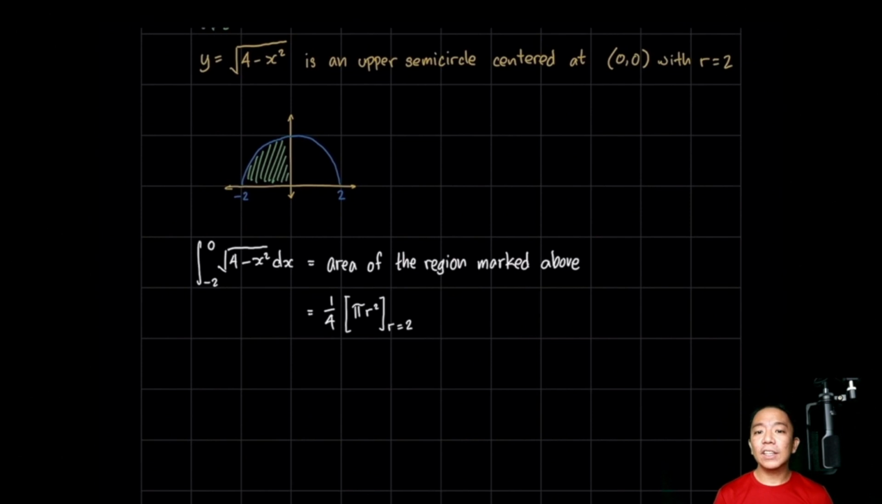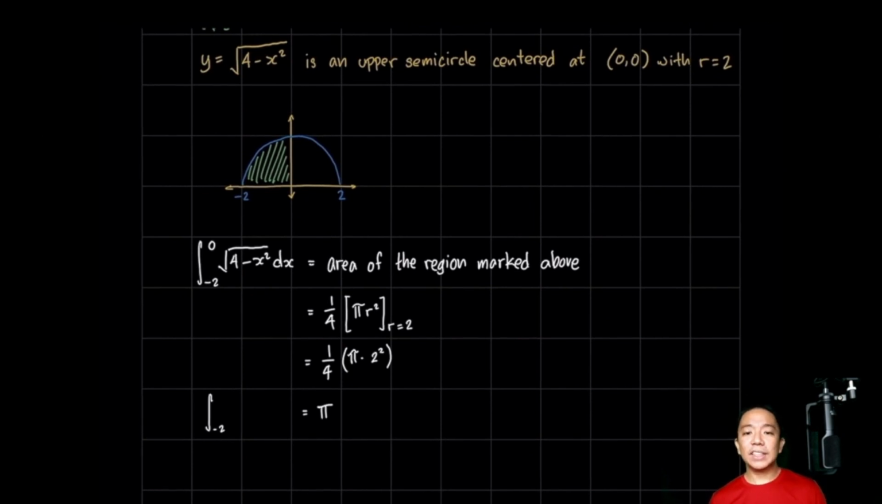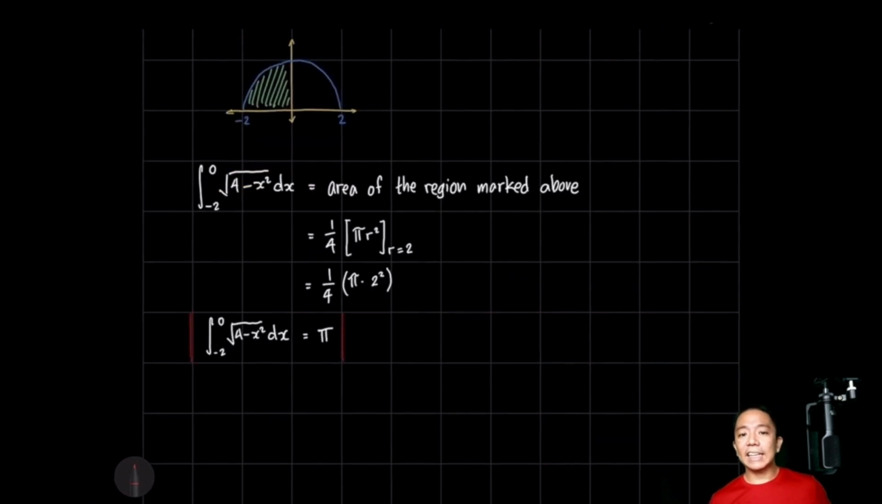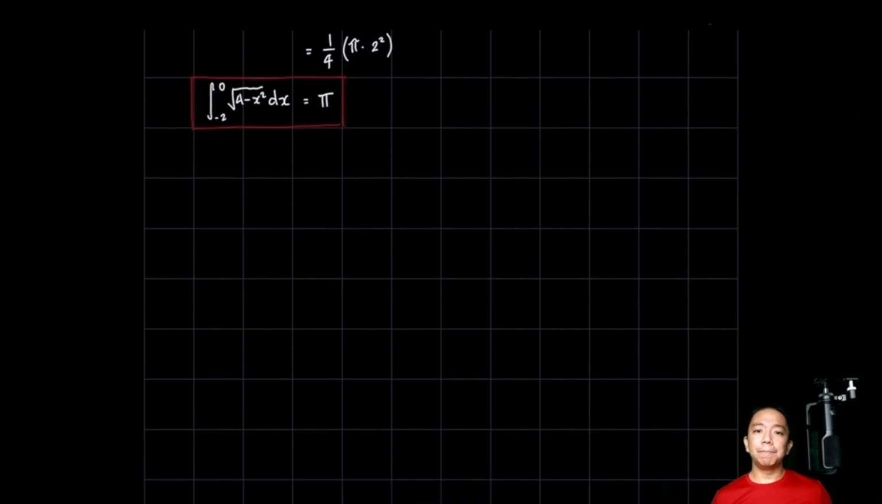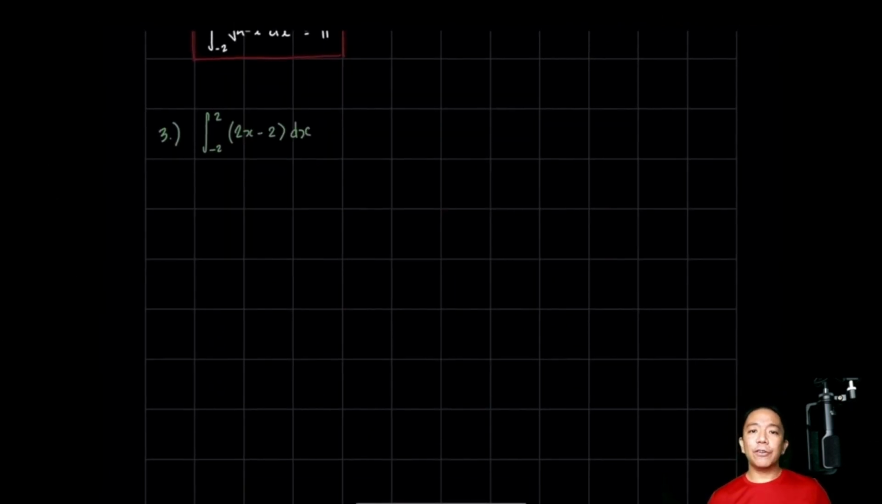So, that is 1/4 times pi r squared, and we'll use that our radius is equal to 2. Evaluating r at 2, we'll get 1/4 times pi times 2 squared, and we'll just get that the definite integral from -2 to 0 of the square root of 4 minus x squared is equal to pi. So let's just highlight our final answer with a box, and let's move on to our third problem. For our third problem, we are looking for the definite integral from -2 to +2 of the quantity 2x minus 2.